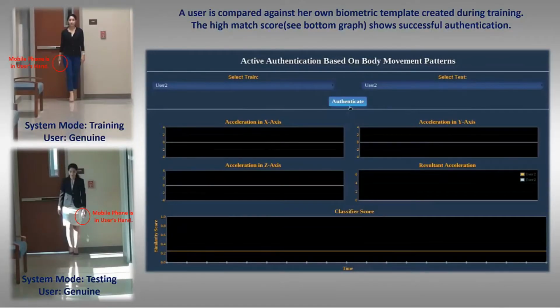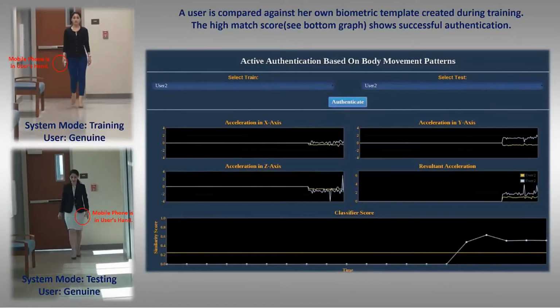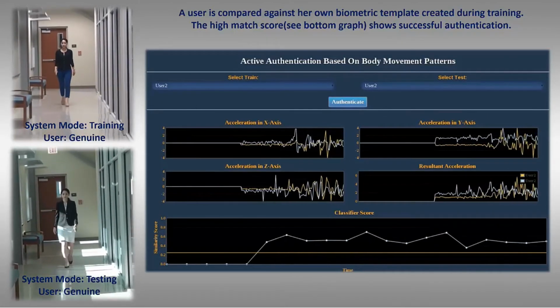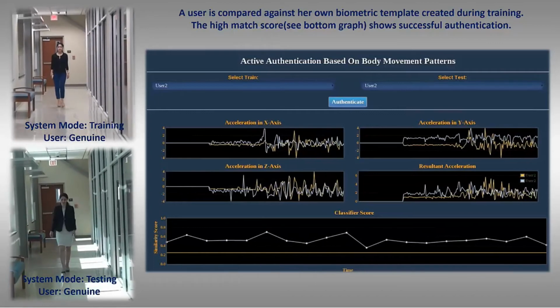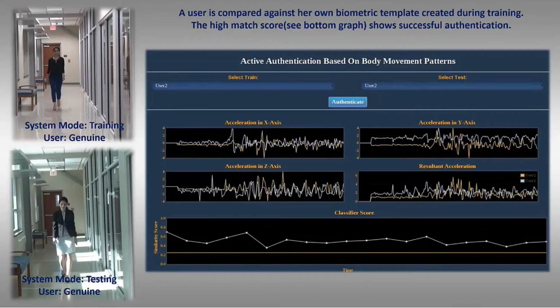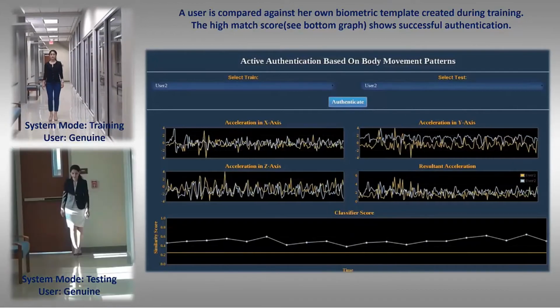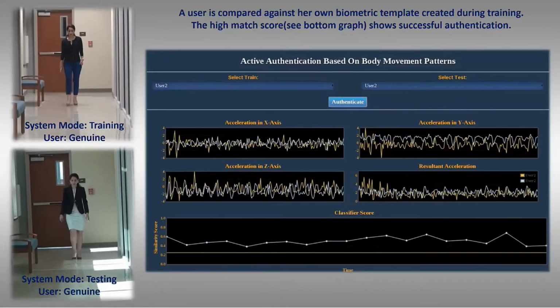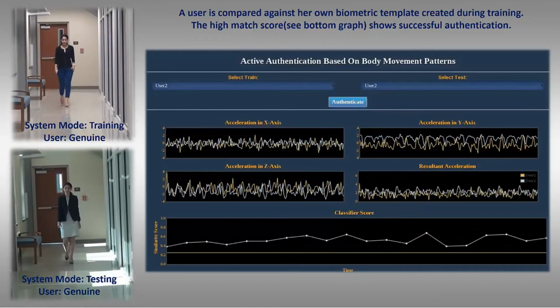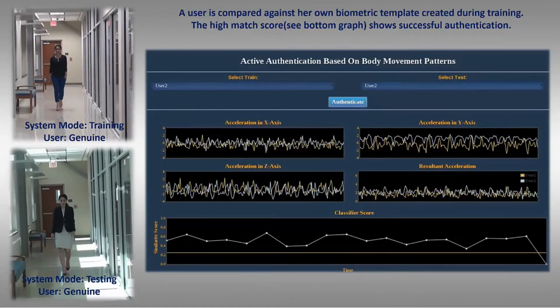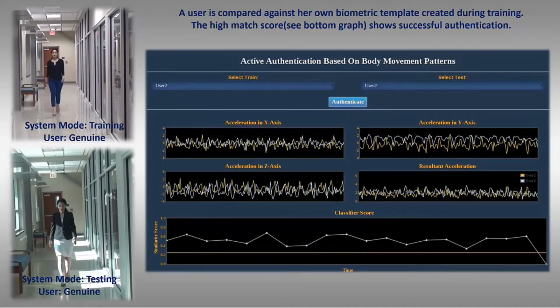The video on the left demonstrates a scenario in which body movement data collected from a user is compared with data collected from the same user at a later time. The first floor plots on the right show the user's acceleration in the X, Y, and Z directions and the resultant of these accelerations. The lower plot shows the authentication score, which is high, that is, above the yellow threshold line most of the time, implying that the user is being positively identified by the system.